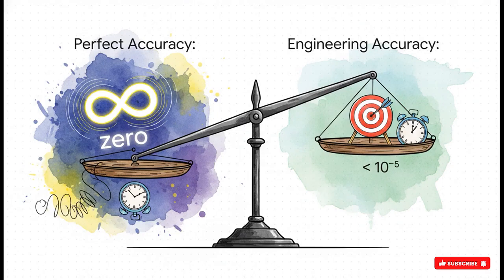And this really gets at the fundamental trade-off here. On one side, you have perfect accuracy. We could try to force the residuals to absolute zero, but that would take a nearly infinite amount of computer time. It's just not practical. On the other side, you have engineering accuracy. This is the sweet spot. We push the error below a tiny, acceptable level, and in return we get a reliable answer in a reasonable amount of time. That's the real goal.